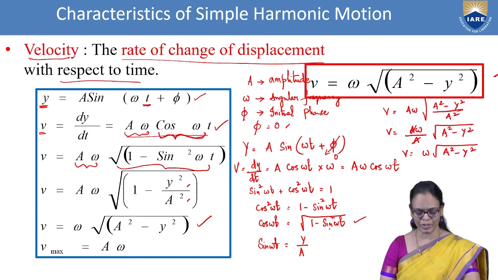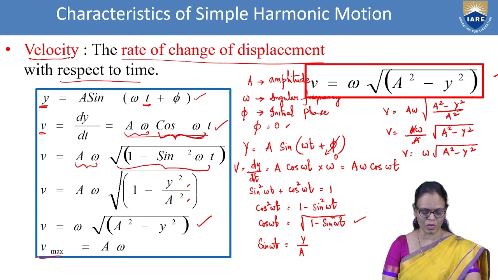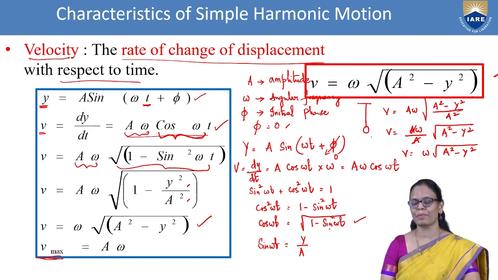Now one more thing we need to understand is when will the velocity be maximum. So now if you consider a simple pendulum, this is the equilibrium position. So as it vibrates, this is one complete oscillation. So here if you see, the velocity is maximum.